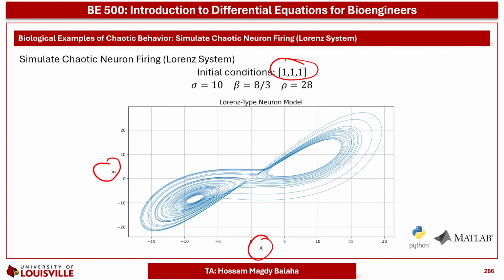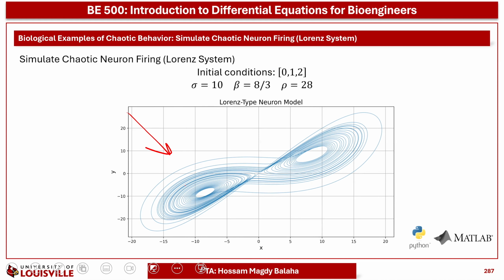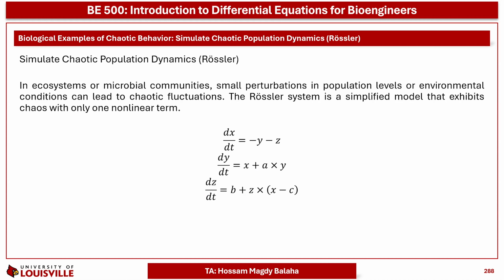And if you notice, for the first one, we have a big gap here and a small gap here. And for the second one, the gaps are minimized. However, we have a chaotic behavior. Another example is chaotic population dynamics using the Rössler model. In that model, small changes in the population levels or environmental conditions can lead to chaotic fluctuations. The Rössler system is a simplified model that exhibits chaos with only one nonlinear term.